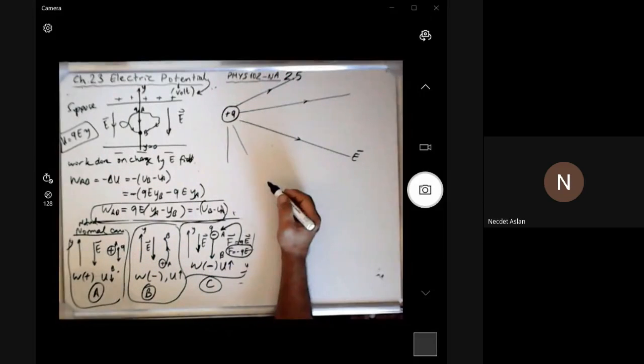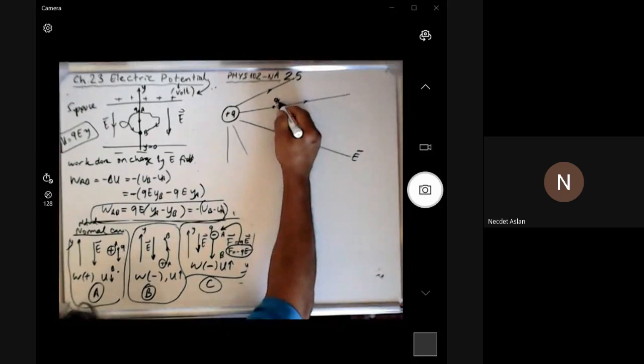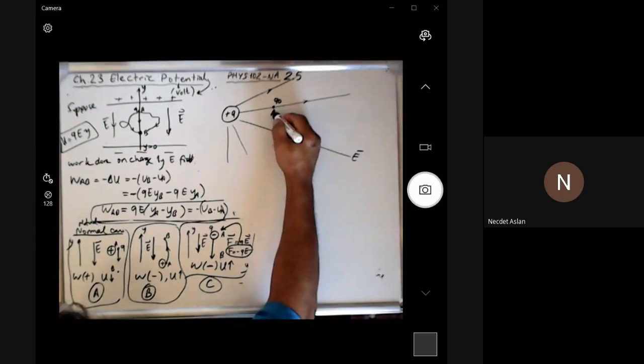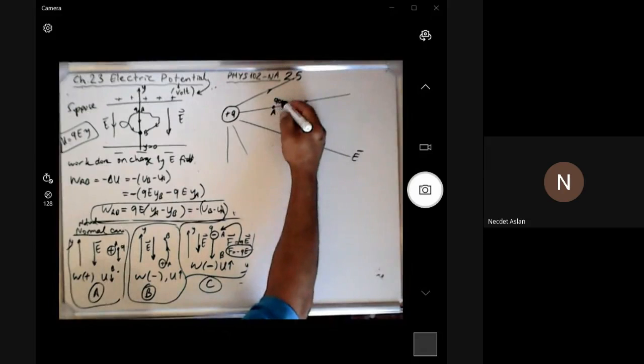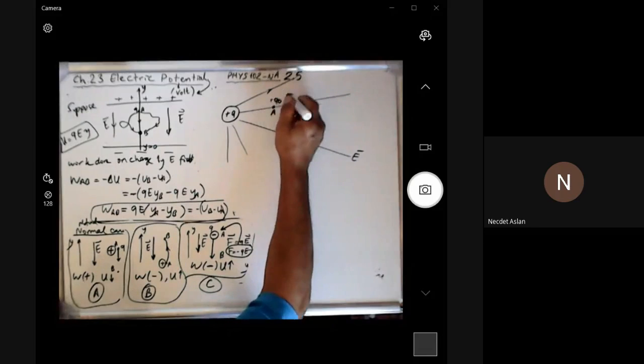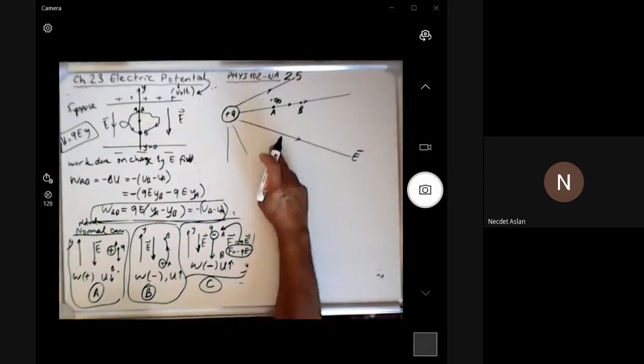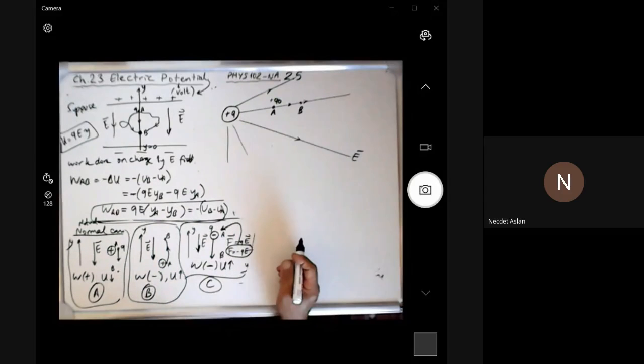Now let's assume another charge, Q0, moving from point A to point B. Q0 happens to be positive. Unless otherwise specified, we always assume that test charges are positive.